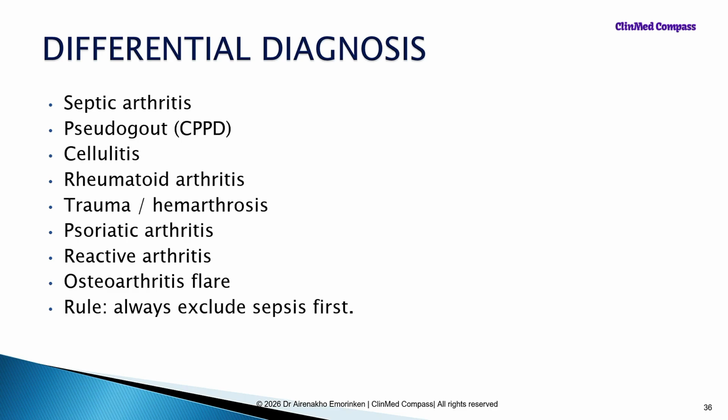Trauma or hemarthrosis may cause acute monoarthritis. Psoriatic and reactive arthritis have distinct patterns. Osteoarthritis flare can cause pain, but less inflammation.